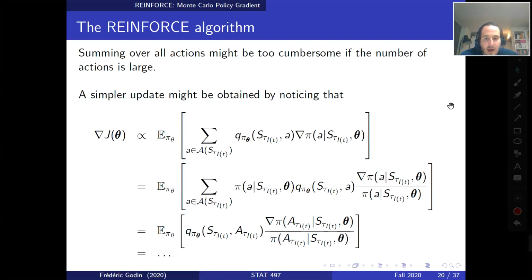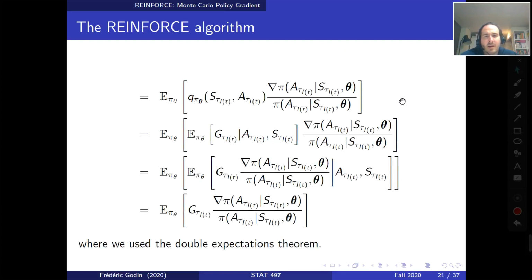So copy, and we paste it here. So now how do we go from here to here? Well, we notice that the Q function, the state action value function, the action value function, is the expected value of the return given we are in state S_tau and given we take the current action A_tau. So we can replace the Q function by the conditional expectation of the return.